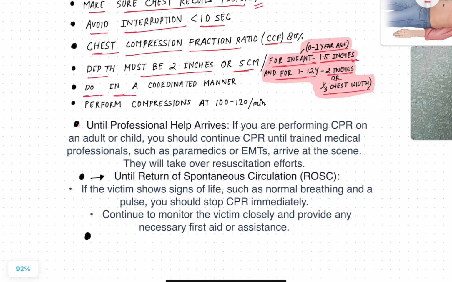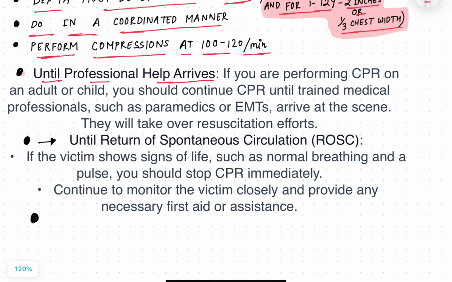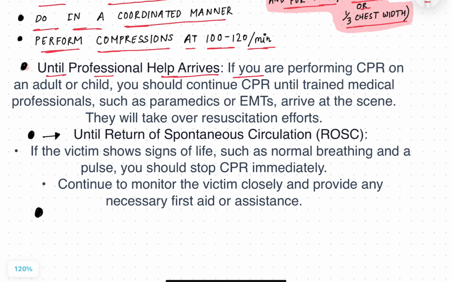Do it in a coordinated manner and perform compressions at 100 to 120 per minute until professional help arrives. Continue the CPR. If you are performing CPR on an adult or child, you should continue CPR until trained medical professionals such as paramedics or EMTs arrive at the scene. They will take over.